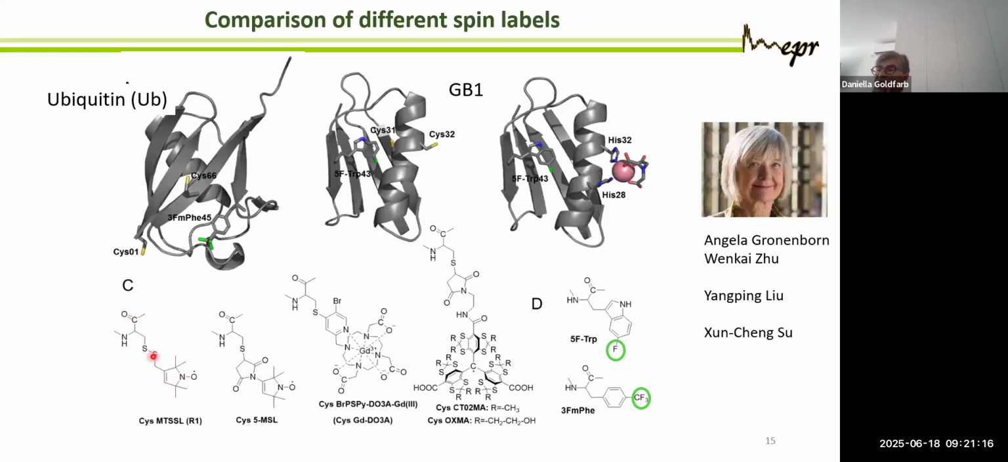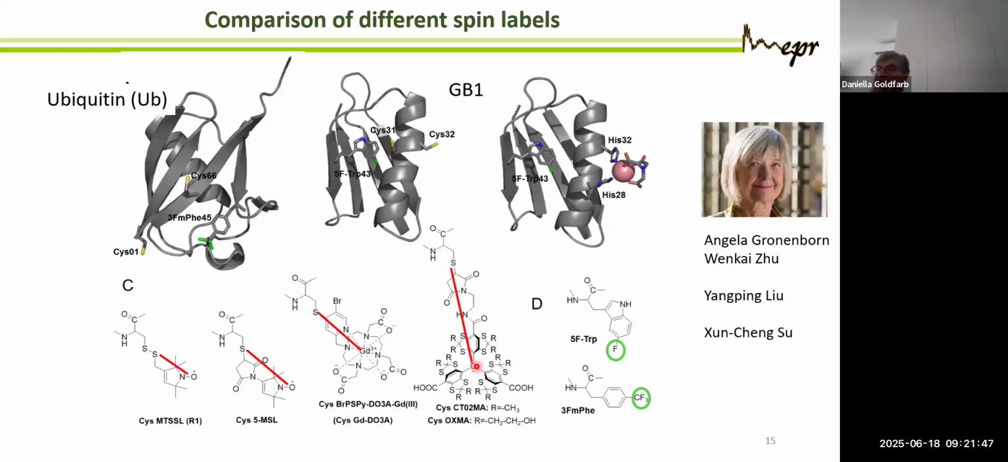Here is the nitroxide, the usual one. So you stick it here, and you have here your fluorine. In this case, it's 3 fluorine. This is for ubiquitin. For GB1, there is only 1 here. So either you have this amino acid, or you have this tryptophan that has only 1. So these are the 2 different types of nitroxide. This is gadolinium, and this is the trityl.